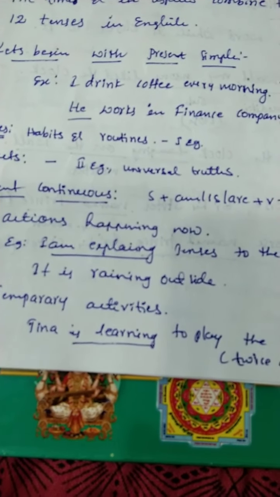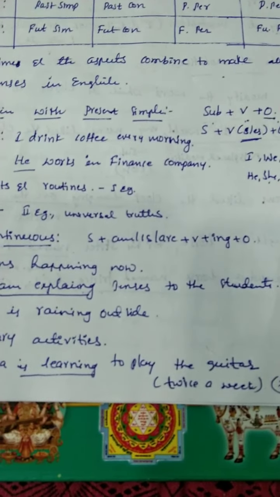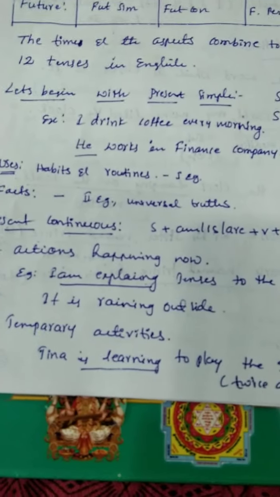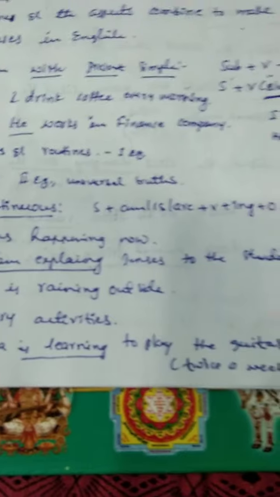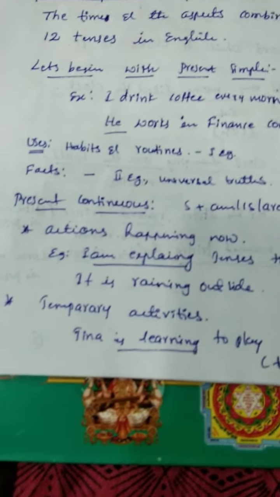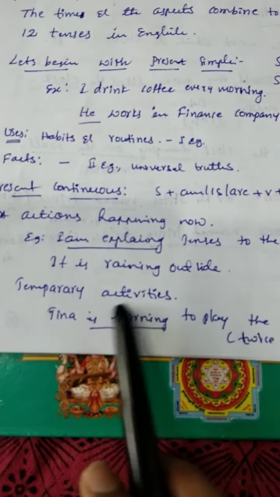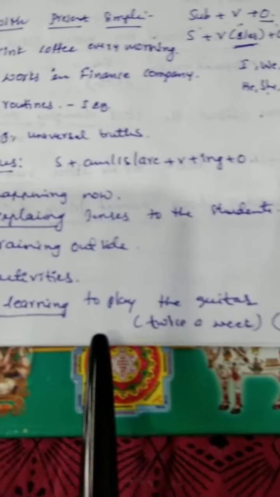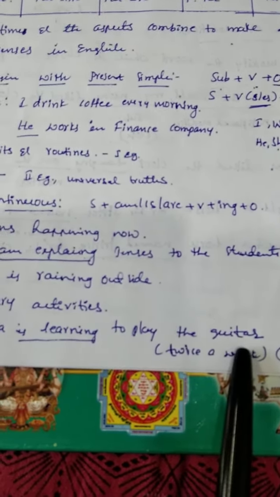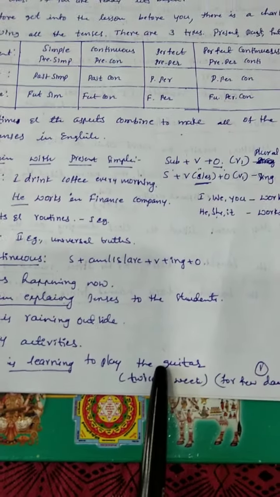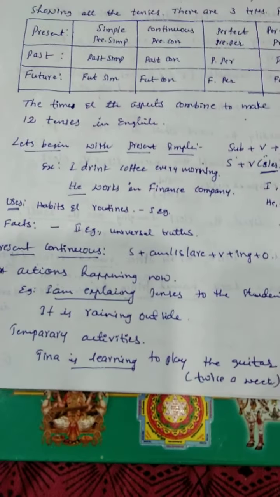It is raining outside. So what is the action going on at that moment? Means at the present moment, if the action is going on, then we have to use this present continuous tense. For example, I am explaining tenses to the students. It is raining outside. Then we use it even for temporary activities. What are temporary activities? For example, Tina is learning to play the guitar. She goes only twice a week or once a week, and she learns for 2 months or 3 months. So even for temporary activities we use present continuous tense.